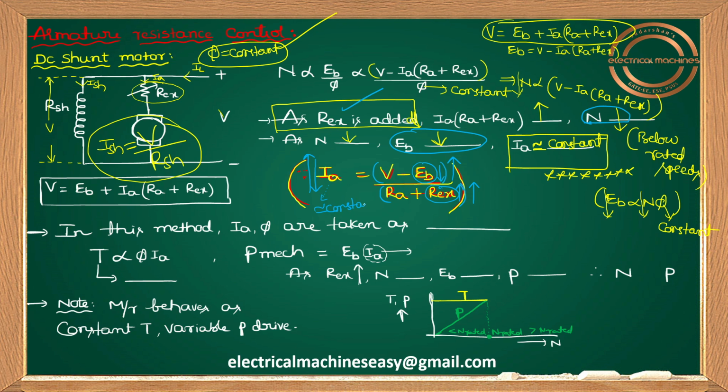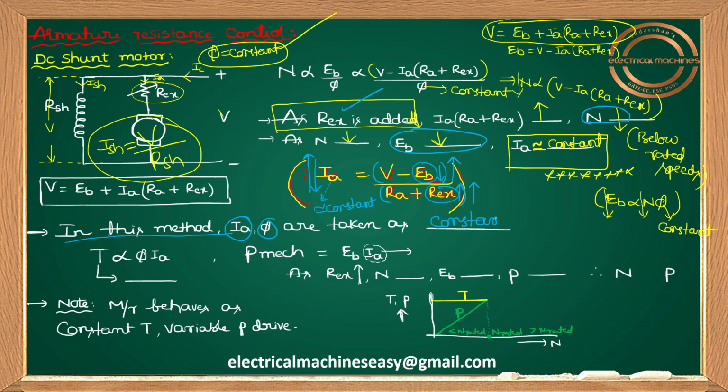Please, guys, try to understand. If you have any questions regarding the armature resistance control method, please take IA value approximately constant. Then only you'll get the correct answer. IA is approximately taken as constant here. Because of this, I can take IA value constant. And what about flux? Flux I already took as constant. So IA and flux are taken as constant here.